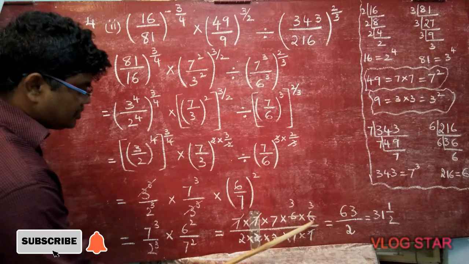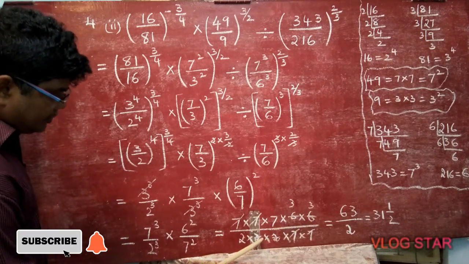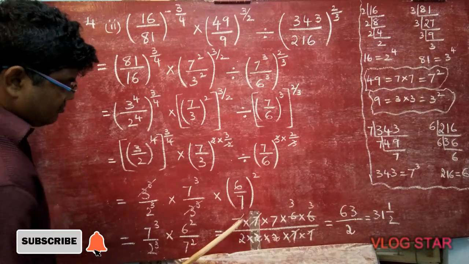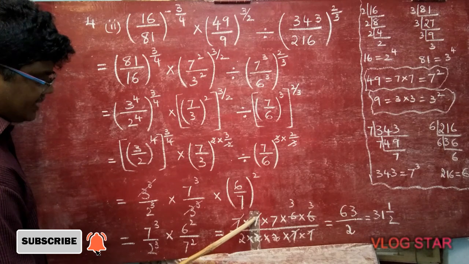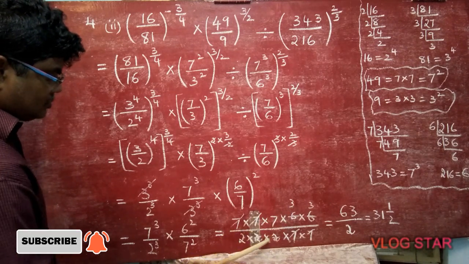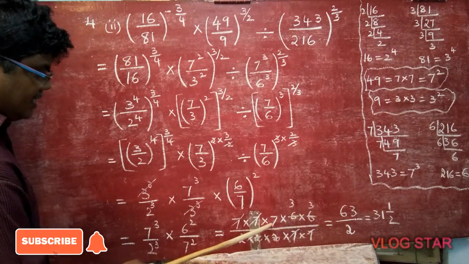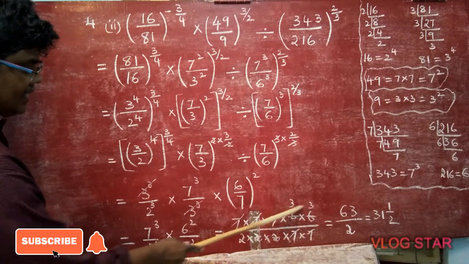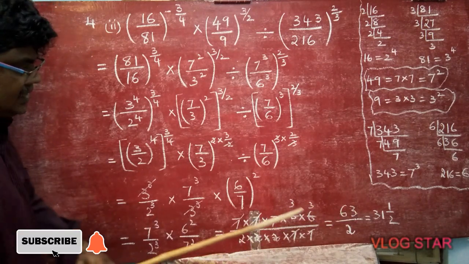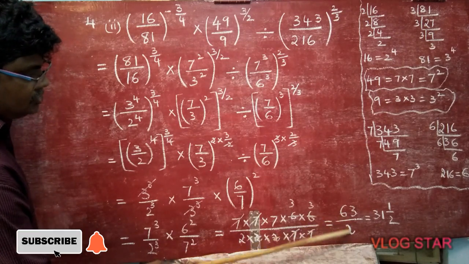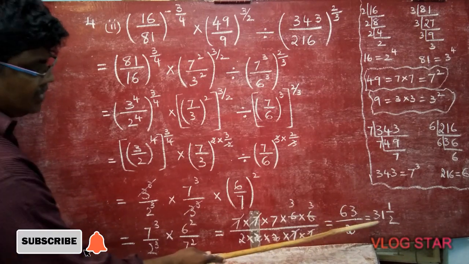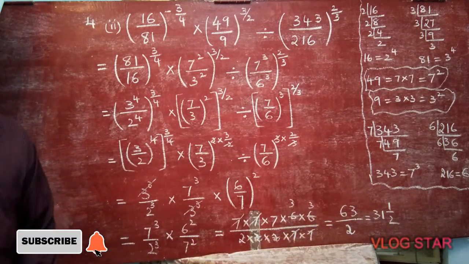6 square means 6 into 6. 2 cube means 2 into 2 into 2. 7 square means 7 into 7. 7 cancel one time, 7 goes in 7 one time, one more 7 is left here. 2 goes in 6 3 times, 2 goes in 6 3 times. So here 7 into 9, 7 9s are 63 and in the denominator just one 2 is left. 63 by 2, change into mixed fraction, 31 by 2, divide that one with the 2, then you get 31 1 by 2.